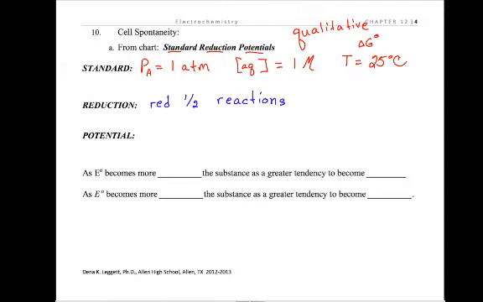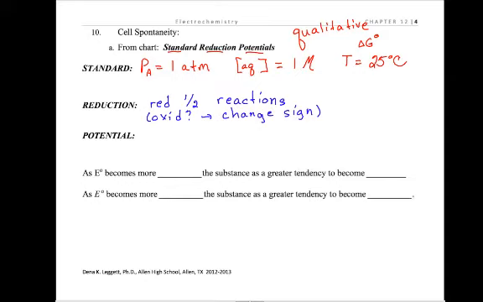Now, it's going to be very, very handy because if it's an oxidation half reaction, all we're going to need to do is change the sign. So there's really no reason to have both tables. I remember when I was in school, we had a reduction table on one side and an oxidation table on the other side, and that's a little redundant because oxidation is simply the opposite of a reduction. So we're going to be changing the sign.